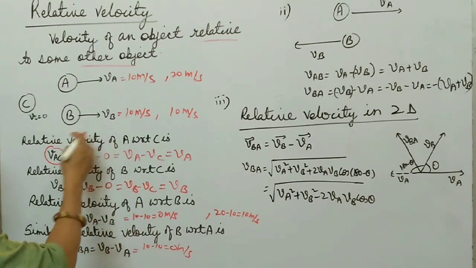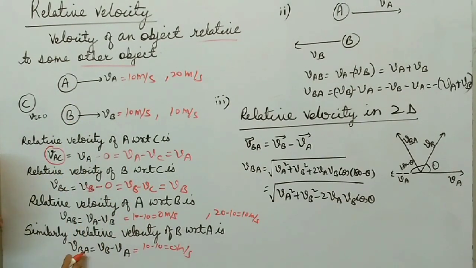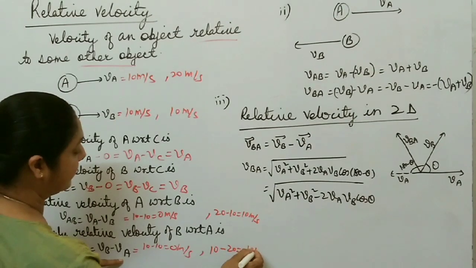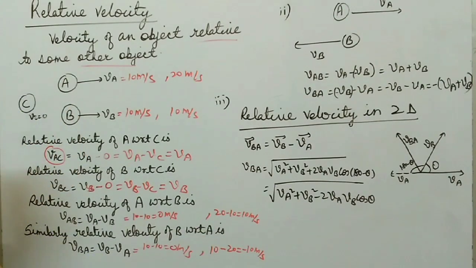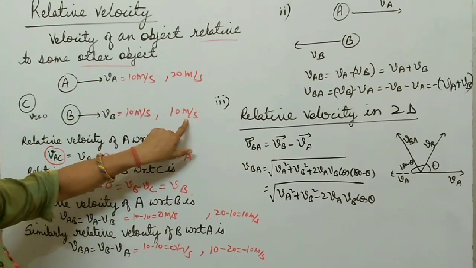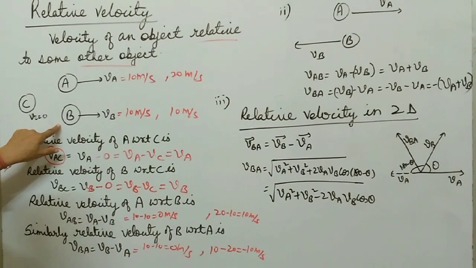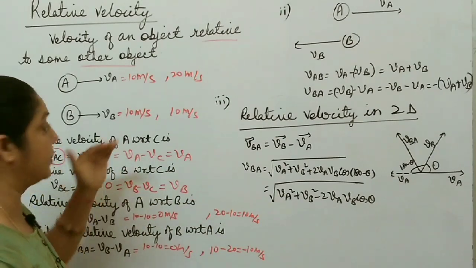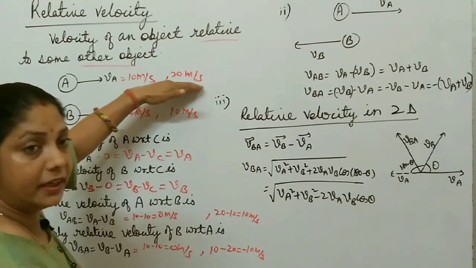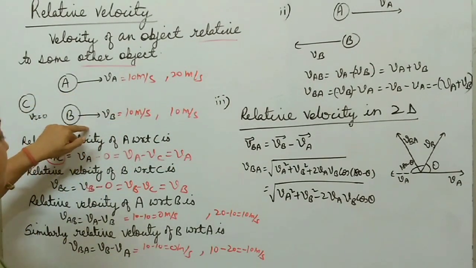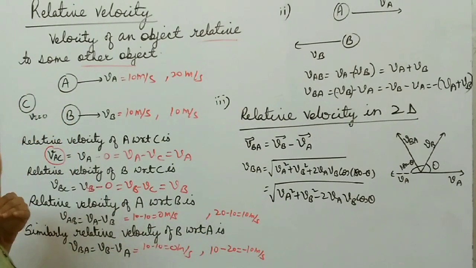In the same way, when A observes B, what is the velocity of B with respect to A? The velocity of B is 10, the velocity of A is 20, so it is minus 10 meter per second. What does it mean, minus 10 meter per second? A is moving with 20 meter per second and B is moving with 10 meter per second. So when A observes B, he assumes that B is moving with 10 meter per second in the negative direction. So A assumes that B moves with 10 meter per second in the opposite direction, right?